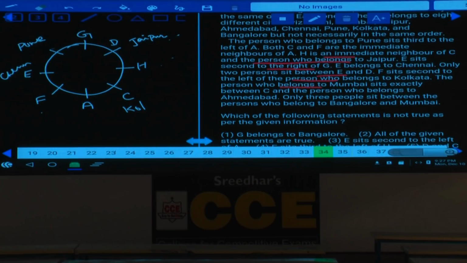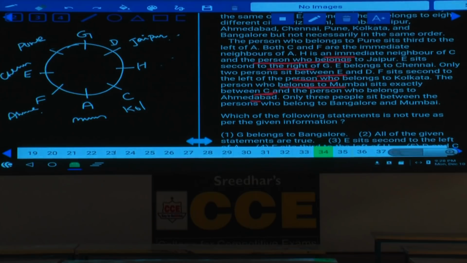The person who belongs to Mumbai sits exactly between C and Ahmedabad. Mumbai between C and Ahmedabad. C is here, this person must be Mumbai and this person must be Ahmedabad. Because the person belongs to Mumbai exactly between C and the person from Ahmedabad.